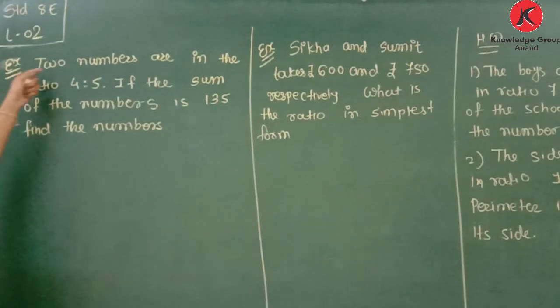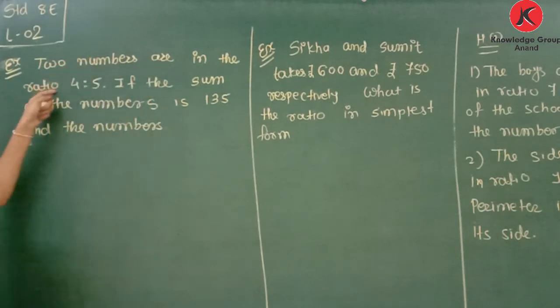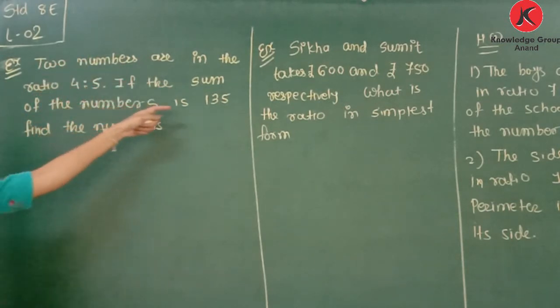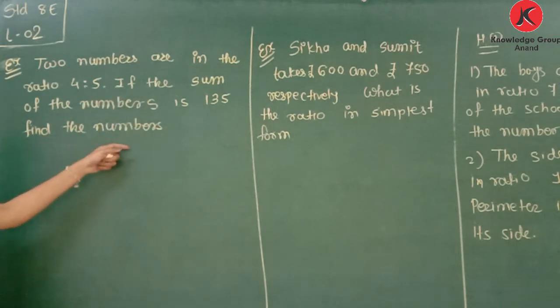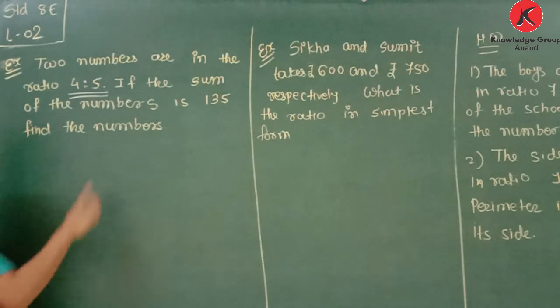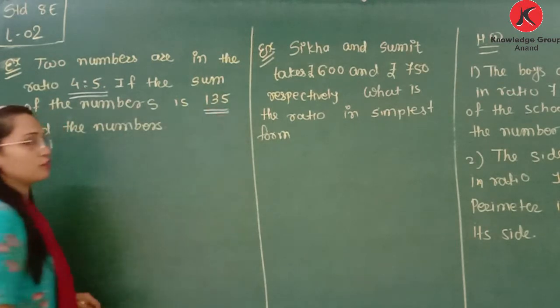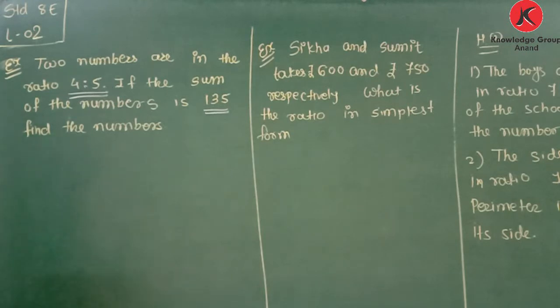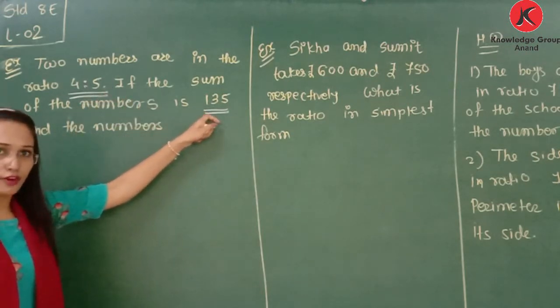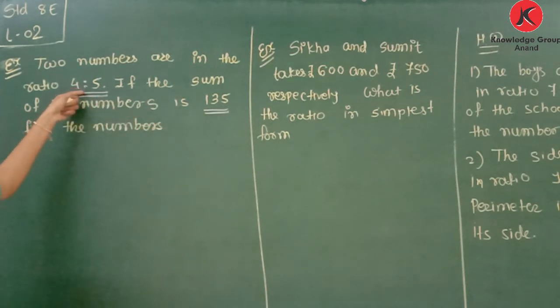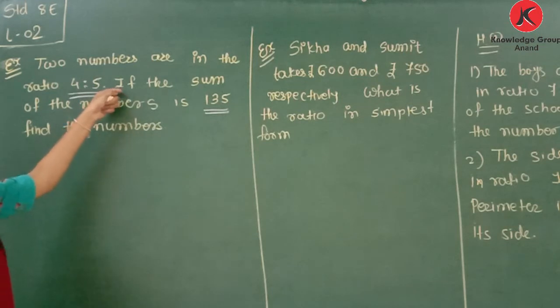So next example: two numbers are in the ratio 4 is to 5. If the sum of the numbers is 135, find the numbers. So two numbers are in ratio 4 is to 5 and the sum of the numbers is 135. It means 135 is divided into the ratio 4 is to 5, because if we divide the sum into two parts, then one part is of 4 and one part is of 5.